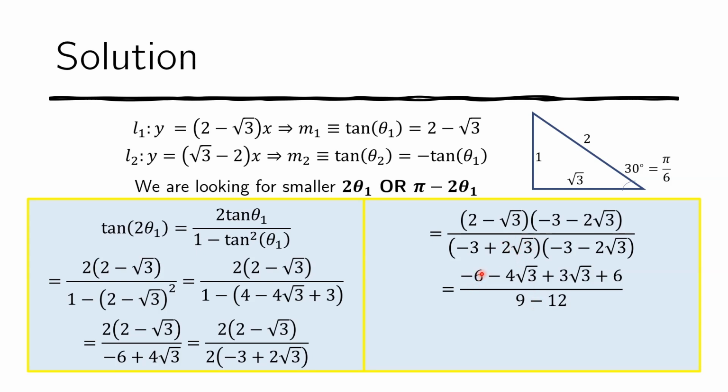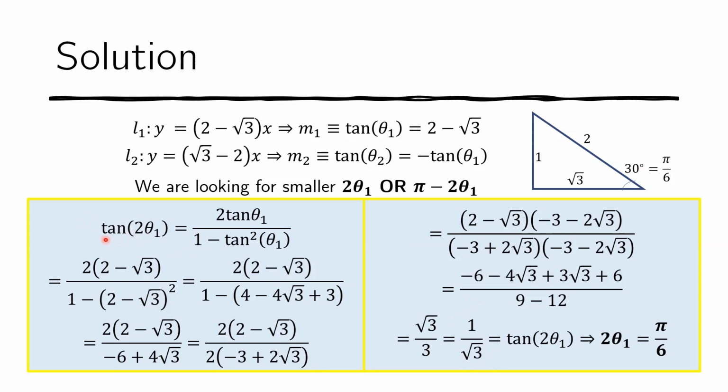And now we can see that the negative 6 here cancels with the 6 here, and the negative 4 square root of 3 plus 3 square root of 3 becomes just negative square root of 3, and this 9 minus 12 becomes just minus 3. And so we get this as a simplified answer, which we can also write as 1 over square root of 3. And we notice, and this is actually what we're looking for.